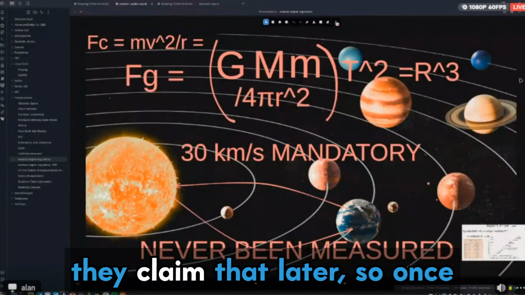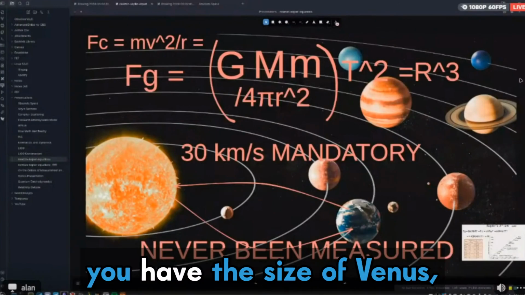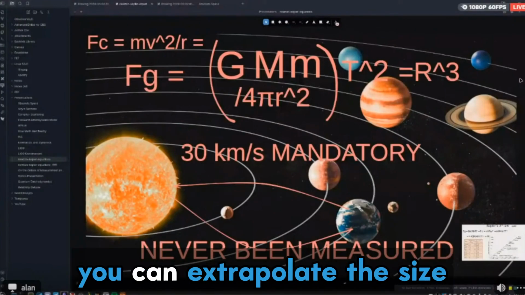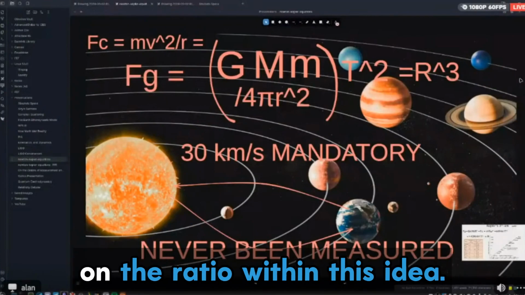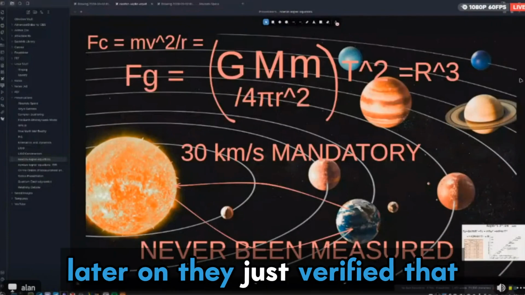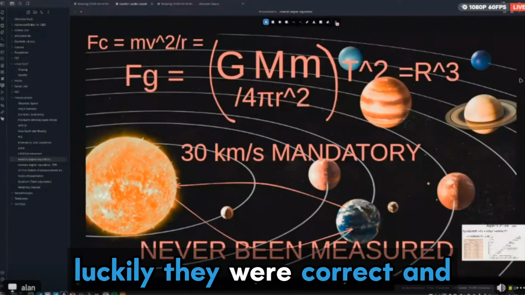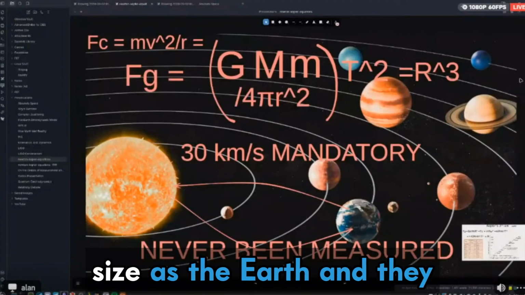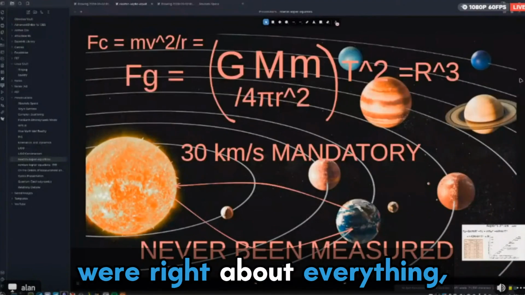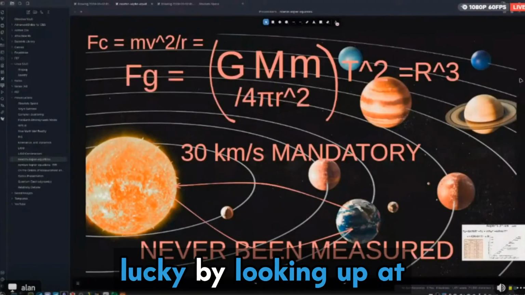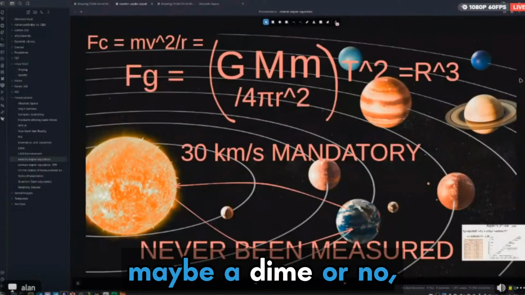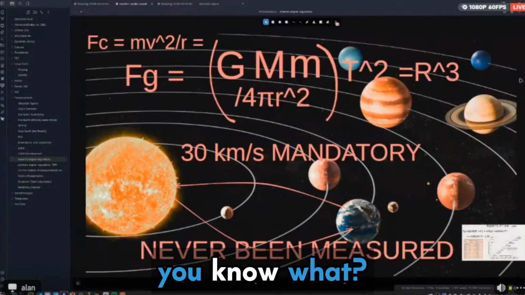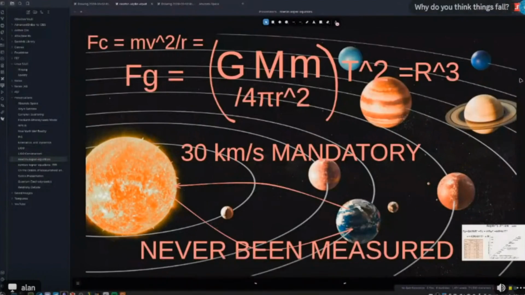And then once you have the size of Venus, you can extrapolate the size of all the other bodies based on the ratio within this idea. And then they claim that later on, they just verified that luckily they were correct, and Venus is basically the same size as the Earth, and they were right about everything. Sometimes you just get lucky by looking up at the light in the sky that's the size of maybe a dime, or no, probably not even that, and then just going, you know what? Worth that. How insane is it?